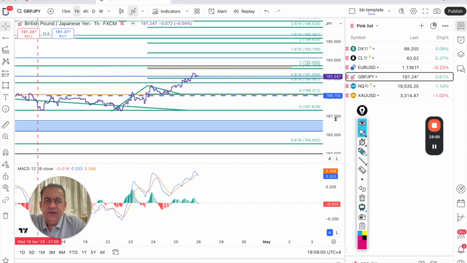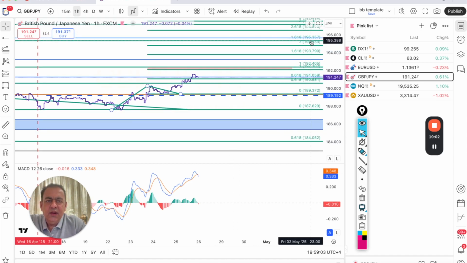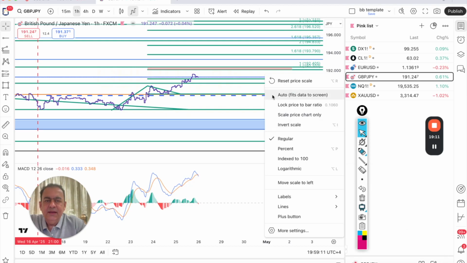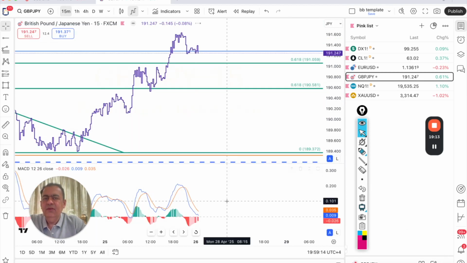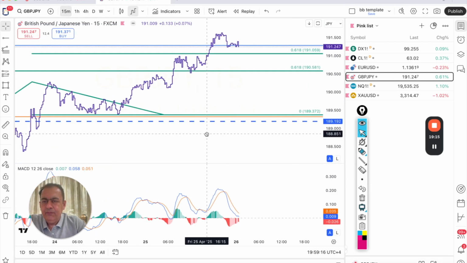and I can see we have a cluster of lines coming around 194 to 195. So until it remains above 189.37, the plan is to buy the dip. So pound against yen is looking bullish to me.